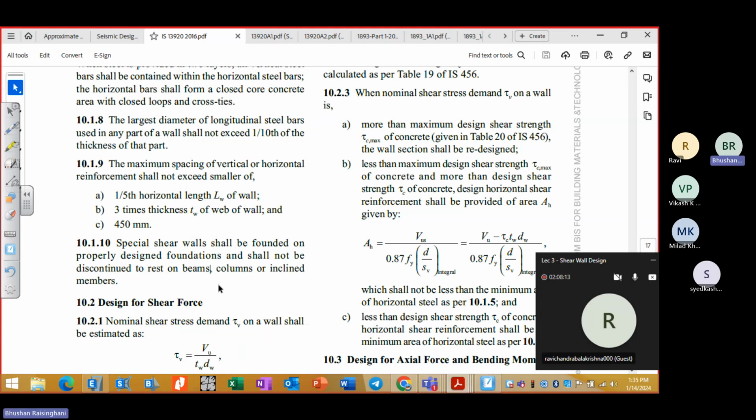They provide full floor height beams also, and that has been used in many places. They provide the full height of the floor as a beam on which they support the columns or shear wall. So for columns, you can say that that is also not recommended, and for a shear wall also not recommended, as per the code.